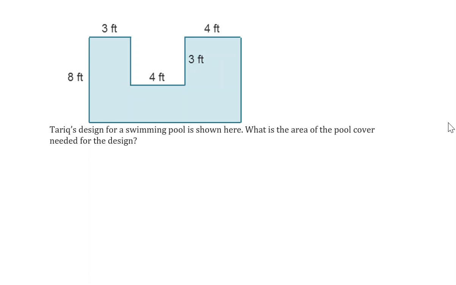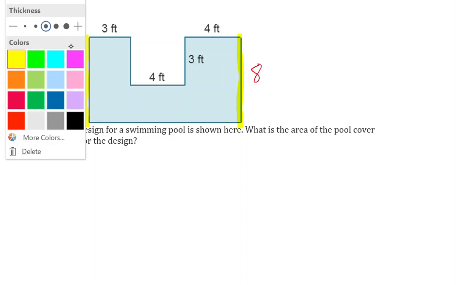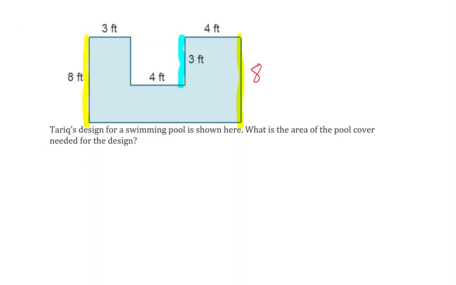Now, we could go through and label every single side length too, because they've given us enough information to do that. So for example, if this side is 8, then the side opposite that is also 8 feet. Then we have this small section here. If this small section here is 3 feet, then the section opposite that is also 3 feet.